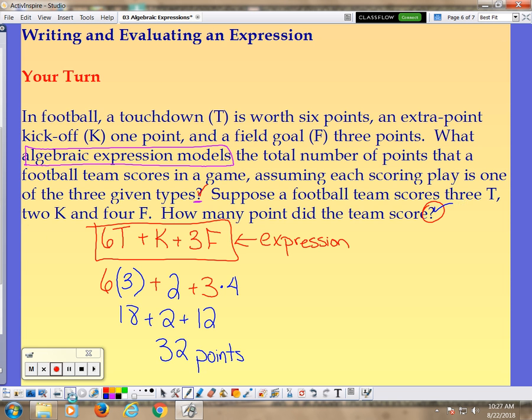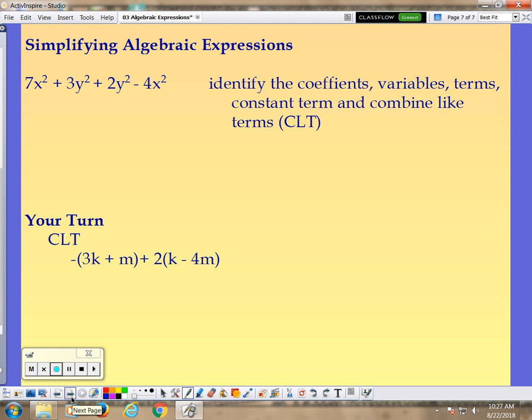All right. Last page of notes. So simplifying algebraic expressions. That just means combining like terms. So I use this right here, CLT, for combining like terms because it takes too long to write it all the time. So CLT. So I see that I have a 7x squared here and a minus 4x squared. So 7x squared minus 4x squared is 3x squared. I see that I have a 3y squared plus a 2y squared, so I have plus 5y squared. Since these 2 terms are not alike, we're finished.